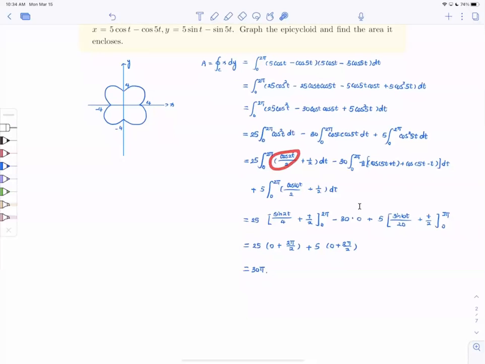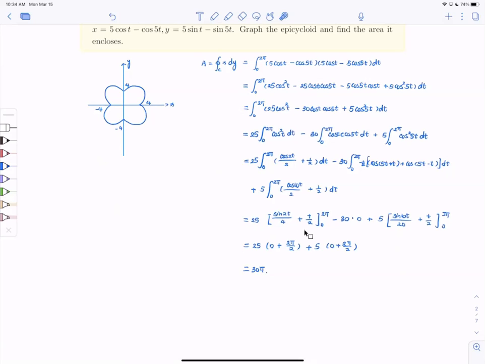So this is going to give you sine 2t over 4 plus t over 2. And the middle part is going to give you 0. And this part is sine 10t over 20 plus t over 2. And so eventually you'll get 30 pi. Any question? I think it's pretty straightforward.